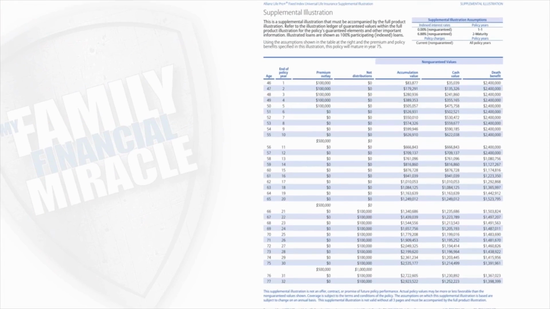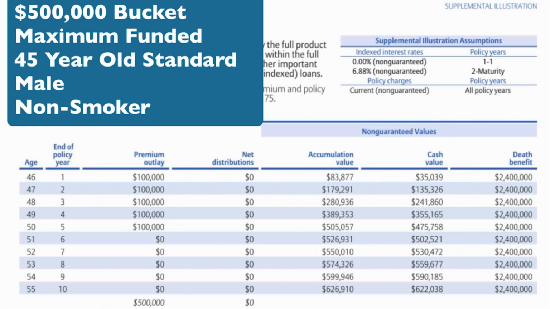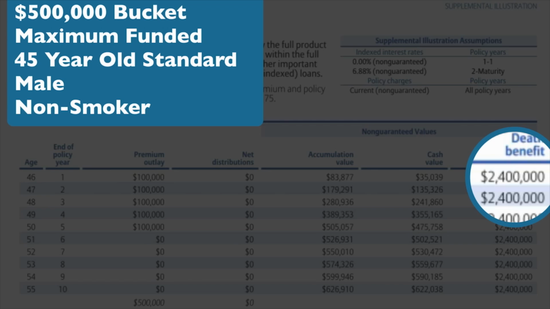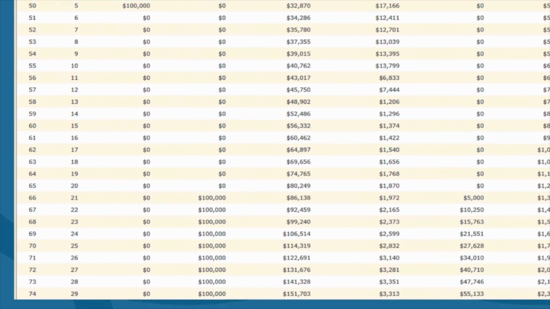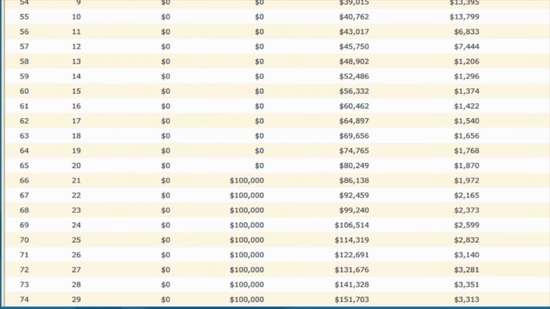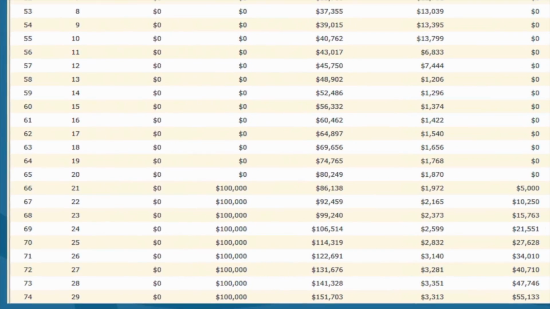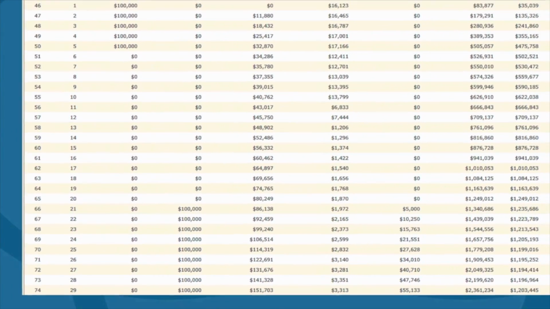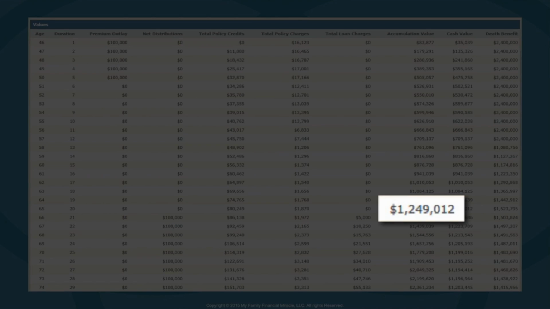So as we look at the life insurance contract, this is a $500,000 bucket, maximum funded, and the minimum death benefit that the IRS will allow for this 45-year-old standard male non-smoker is $2.4 million. I used a 0 crediting rate in year 1 and a 6.88% rate of return from years 2 until the contract matures at age 120. I started pulling $100,000 of cash, income tax-free, from the IUL starting at the beginning of year 21 or age 66. I didn't inflate the income just because I wanted to be able to keep the total income distribution easy to calculate for everyone. At the end of year 20, our account balance is at $1.249 million.